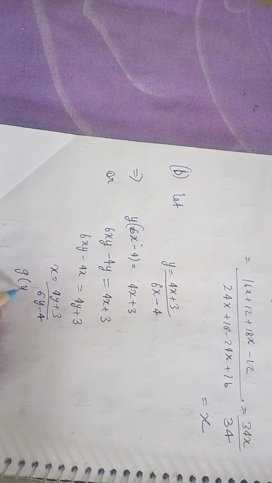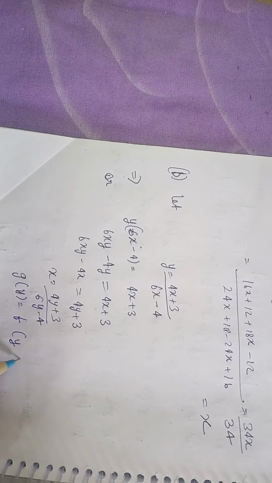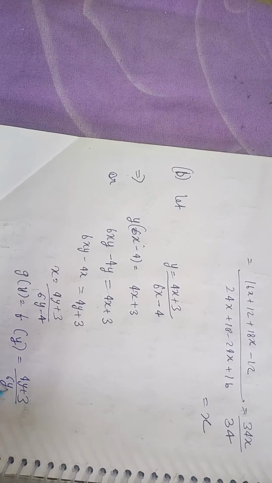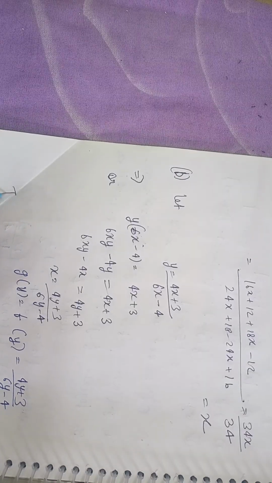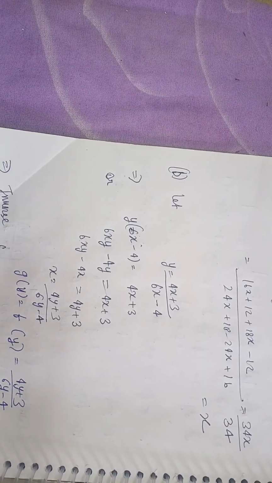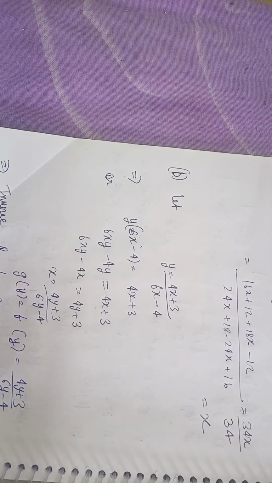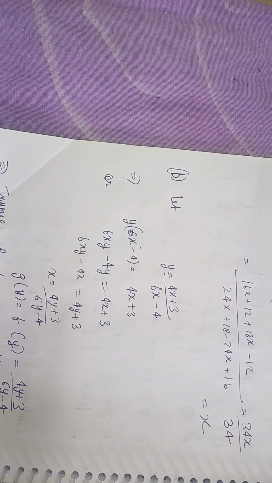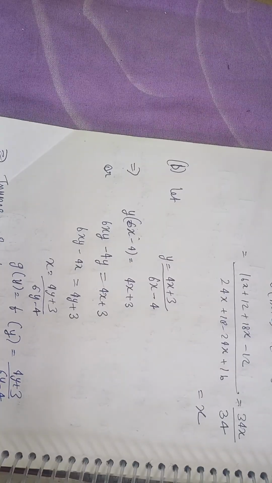Then g(y) = f(y) = (4y + 3)/(6y − 4). Hence the inverse of f is f itself. Hence our question number 4 is completed.